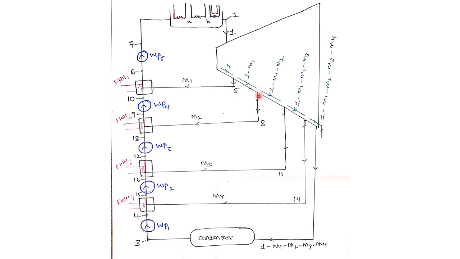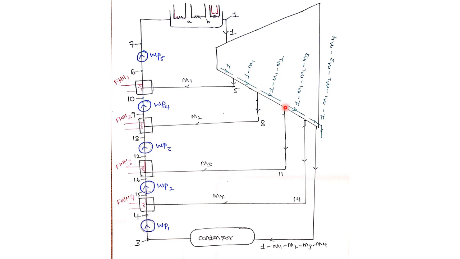At 8, again what are you doing? You are taking out M2 amount of steam flow at state 8. Initially it was 1 minus M1, you have taken out M2. So how much steam is being further processed? It is 1 minus M1 minus M2. So 1 minus M1 minus M2 amount of steam is being expanded from state 8 to state 11.